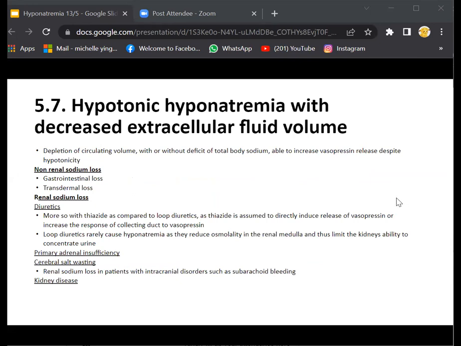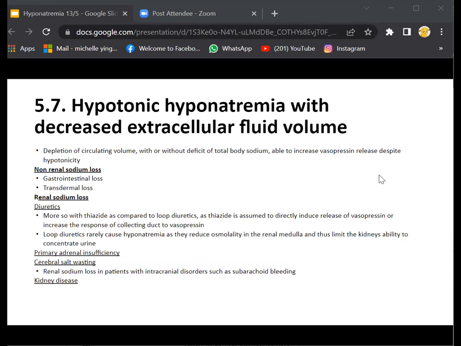For hypotonic hyponatremia with decreased extracellular fluid volume, there is depletion of circulating volume with or without deficit of total body sodium, able to increase vasopressin release despite hypotonicity. Non-renal sodium losses are gastrointestinal losses and transdermal losses. Renal sodium losses include diuretics, primary adrenal insufficiency, cerebral salt wasting, and kidney diseases.